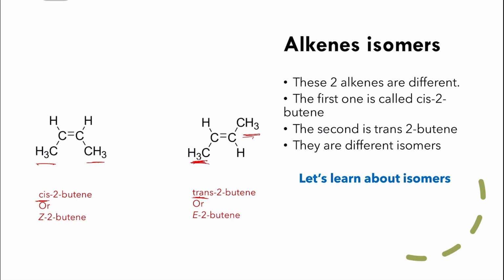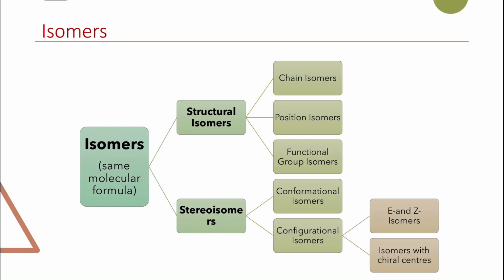Before we discuss the cis and trans, or what we call E and Z, for the isomers of alkene, let's first have a look at isomers. So what are isomers? Let's learn about isomers. Isomers are basically compounds that have the same molecular formula, but they are different. Depending on what kind of difference there is in their structure, we can split them into two categories.